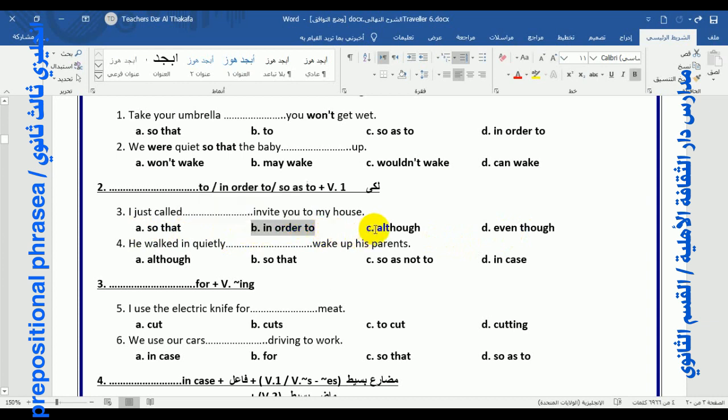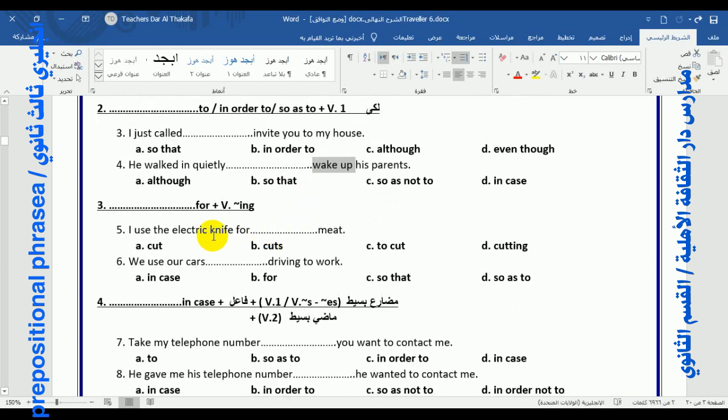To invite you to my house. He walked in quietly, why? Wake up, verb 1. Choose: although, so that, so as not to, or in case? Yes, it's so as not to. So as not to, verb 1, so wake up here is verb 1. So it is followed by, or preceded by, any word containing to: either to, in order to, or so as to.